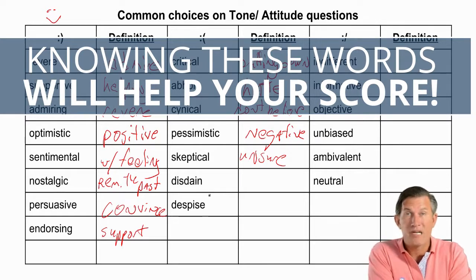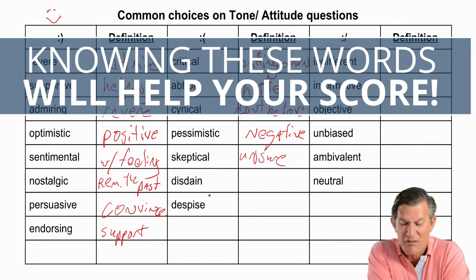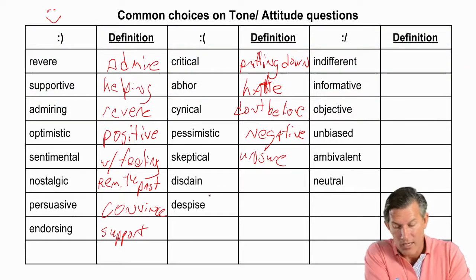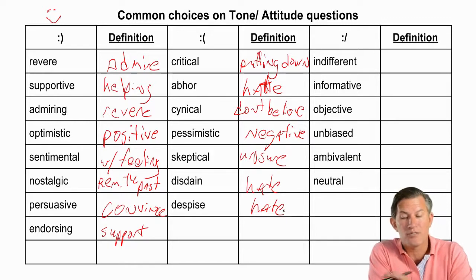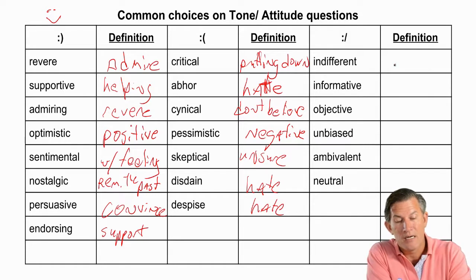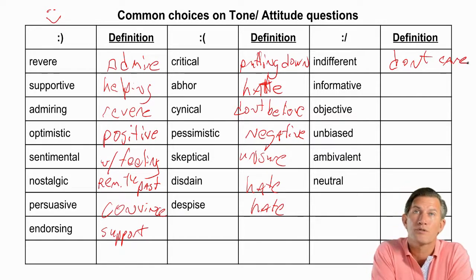Disdain and despise also mean abhor. Try not to use the word hate. Don't say I hate this, say I abhor it. Disdain is very strong. It's even stronger than hate. So these also mean hate, okay? All right. Indifferent. Indifferent means you don't care, okay? Usually this will never be the tone. These are going to help you with the tone questions, okay?